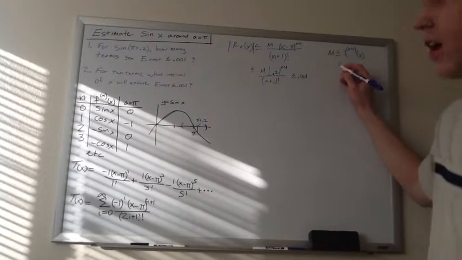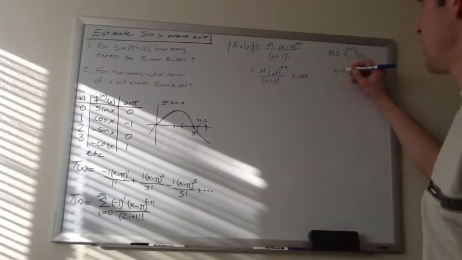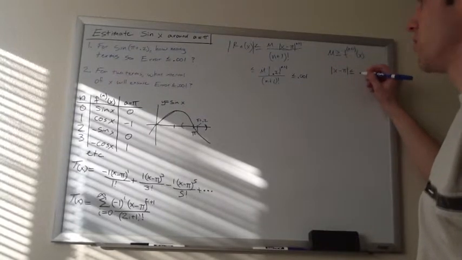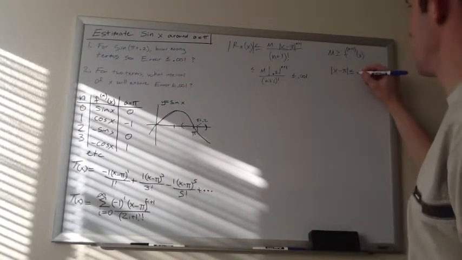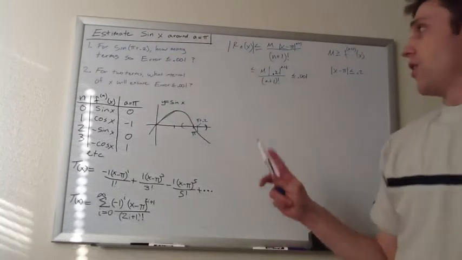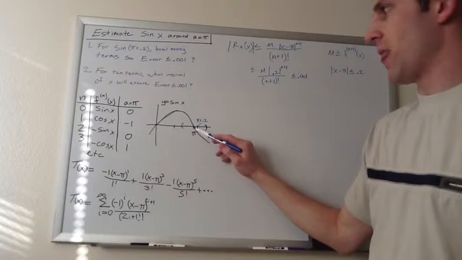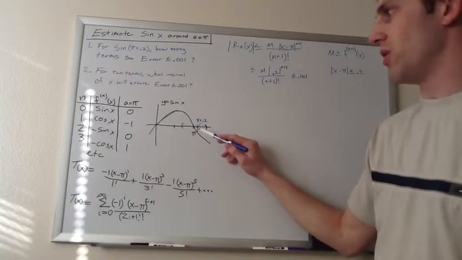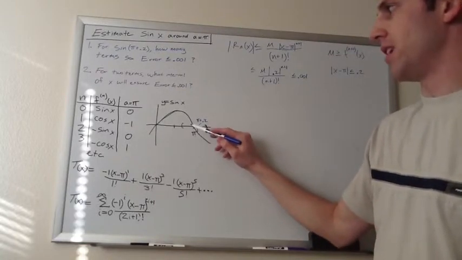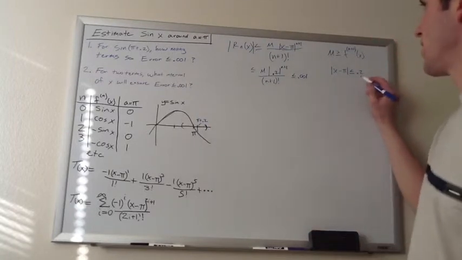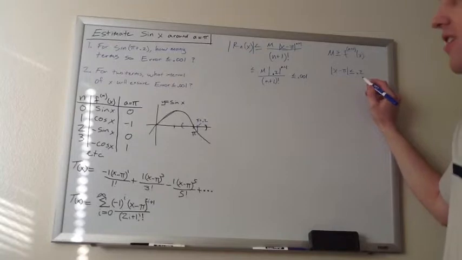Okay, so the interval for us will be the distance from x and pi needs to be less than or equal to 0.2. So since we're looking at the value pi plus 0.2, I need to decide how far away that is from pi, and the answer would be 0.2. So that's the distance d that goes right here.